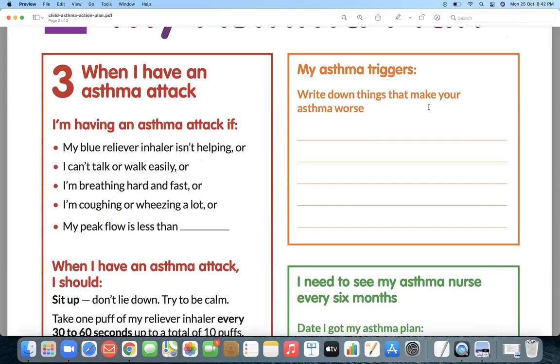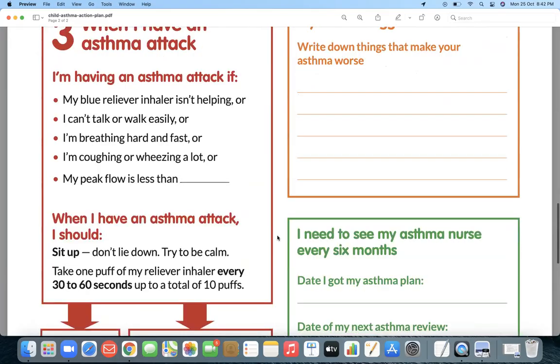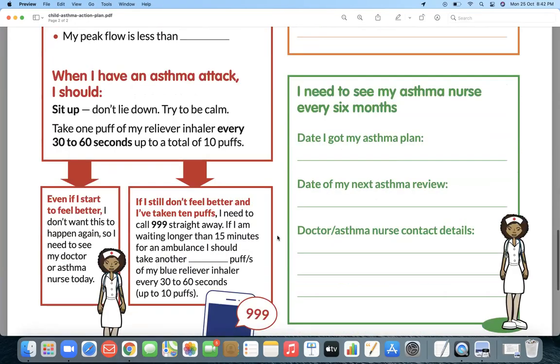My asthma triggers. Write down the things that make your asthma worse. So normally, as we know, the dust, the carpet mites, pets. Any new constructions around the house. Smoking. Smoking is very important. I need to see my asthma nurse every 6 months. Sorry, asthma nurse, they should have follow up, because as the child grows, there are some changes.